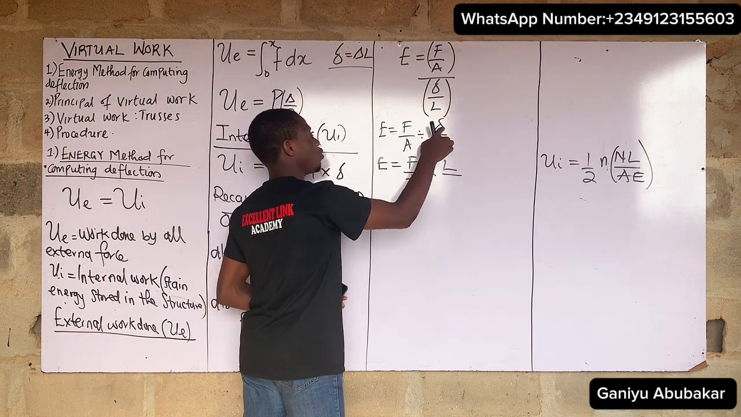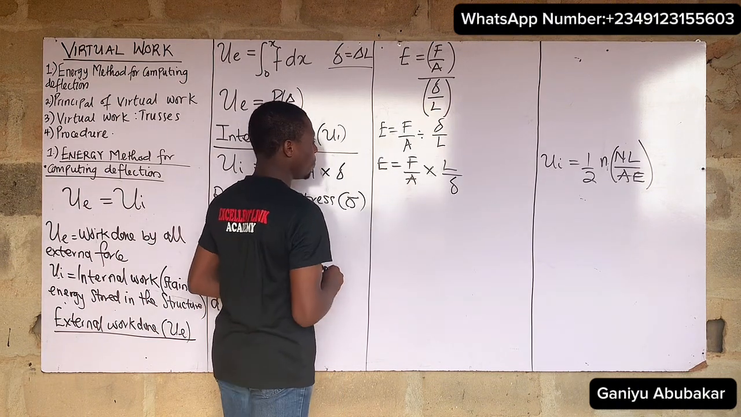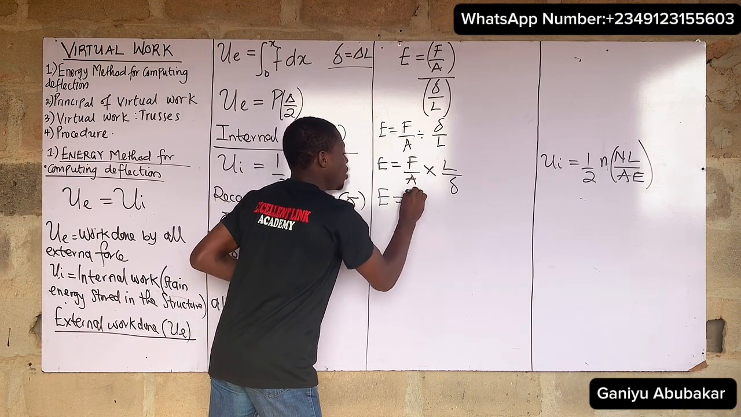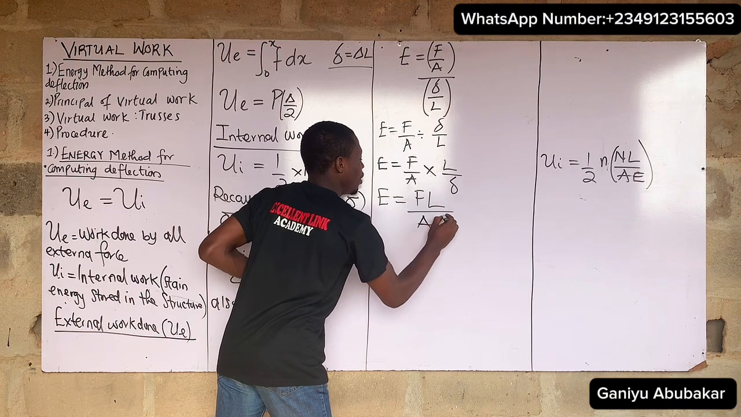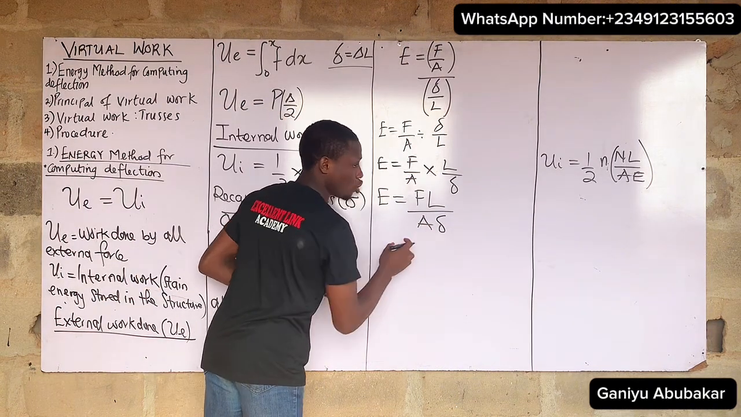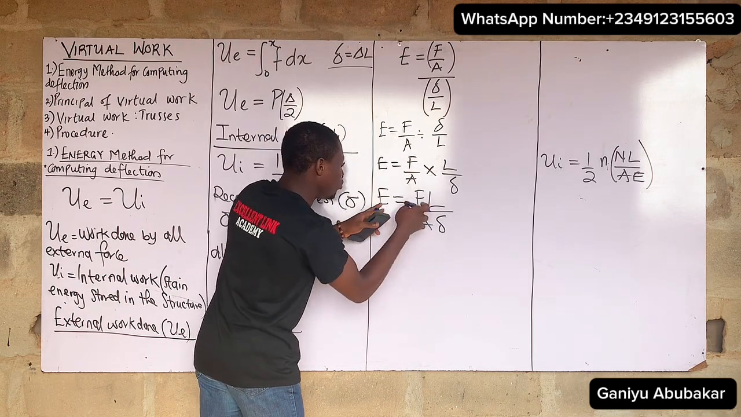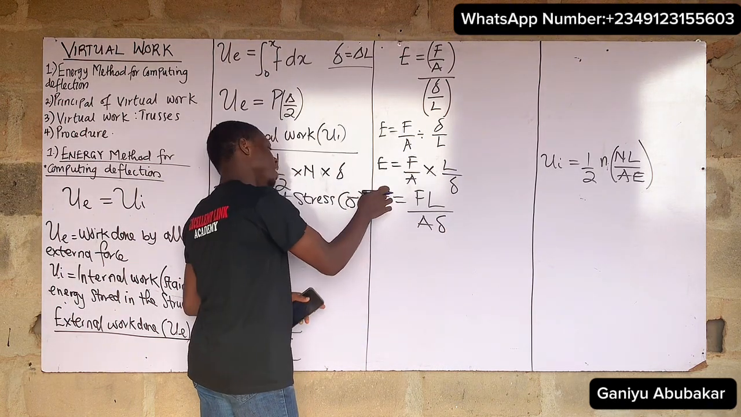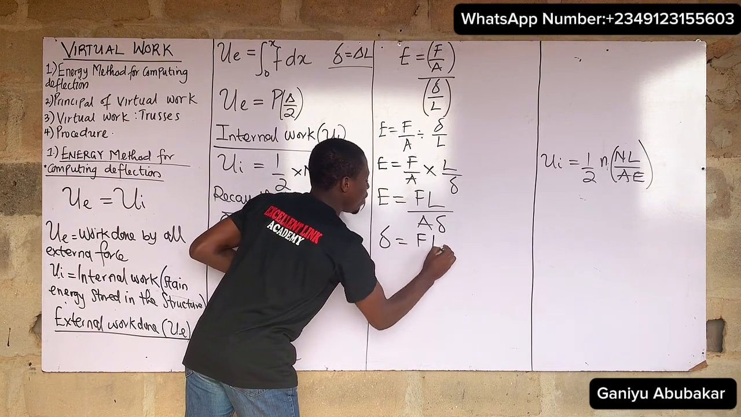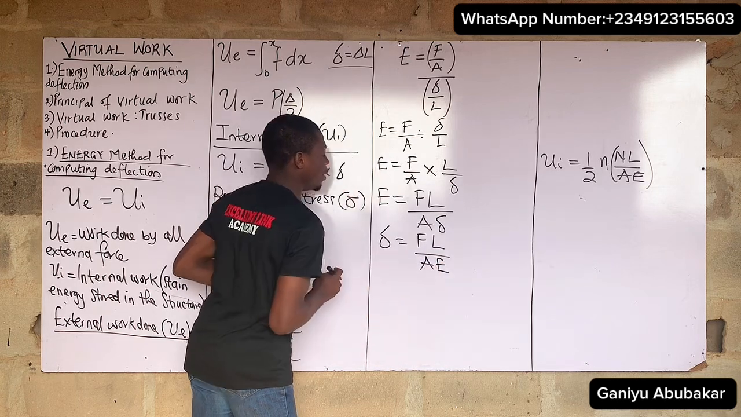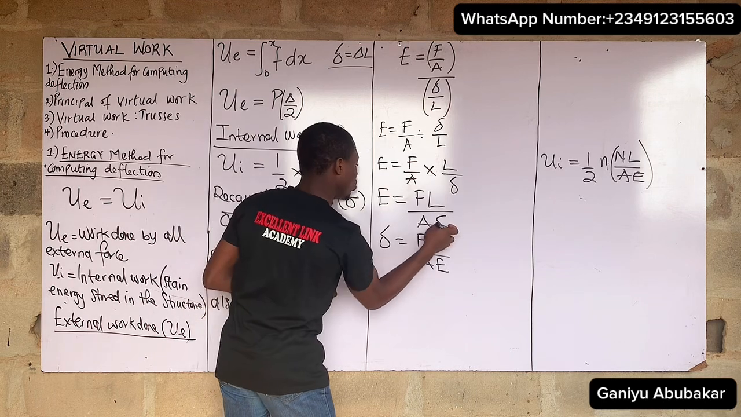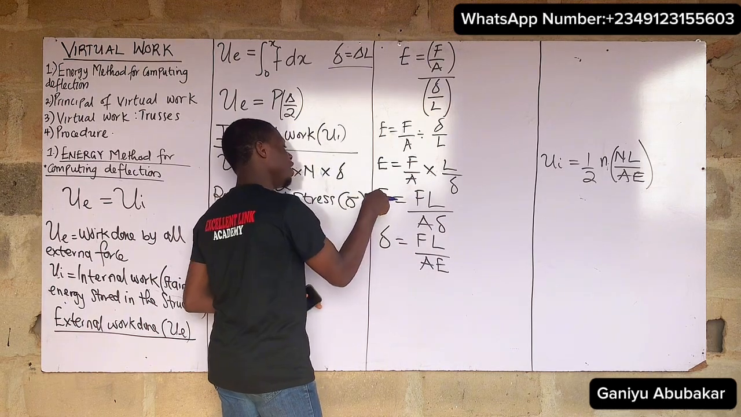L comes first over delta. Combine these together, E now is equal to FL over A delta. Now from here, I'll make delta subject. How? Swap the position. This delta, put it here. This E, put it here. So delta now will be equal to FL over A capital E. Observe, please. I said swap position. This delta should come here. This E should go here.